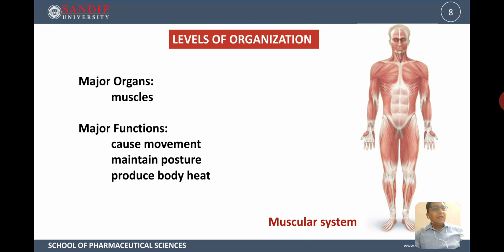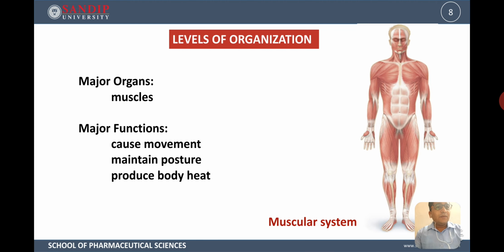The next system is the muscular system. This system is particularly known in sports physiology. The major organs, of course, are only the muscles. Whatever bending, stretching, walking, running, movement of the body there is, that body movement, body posture, and body heat are the main functions of the muscular system. In the muscular system there are a number of muscles throughout the body.